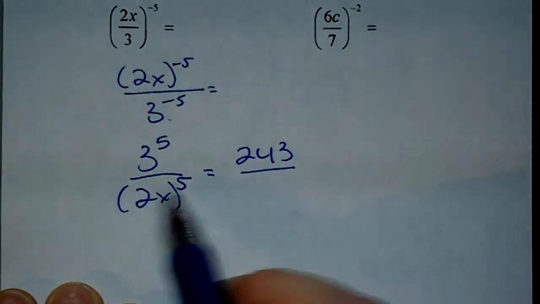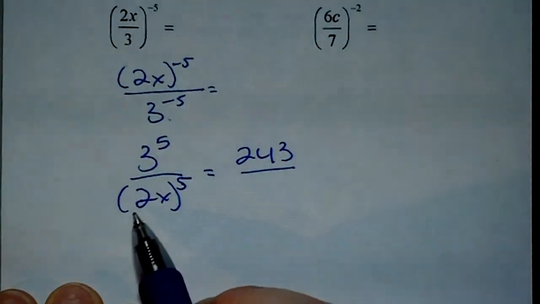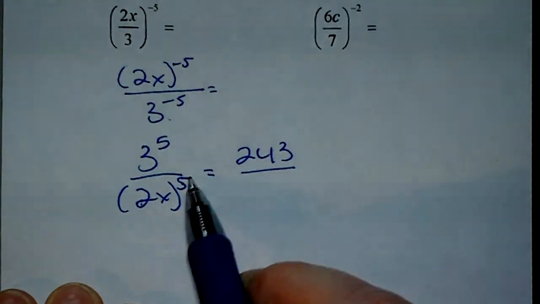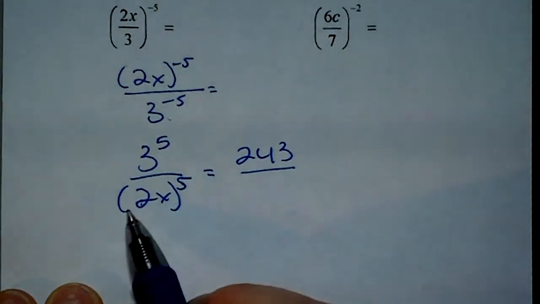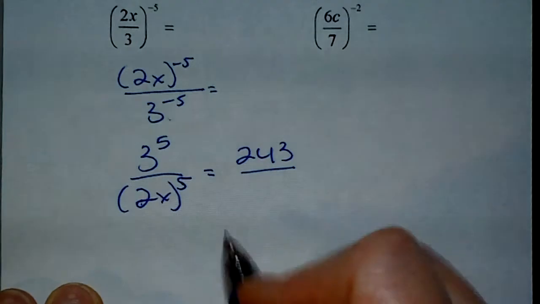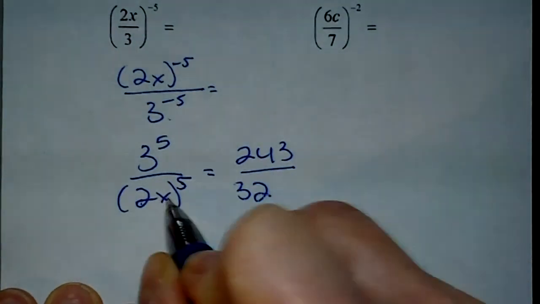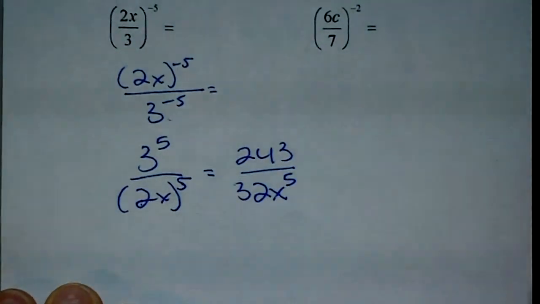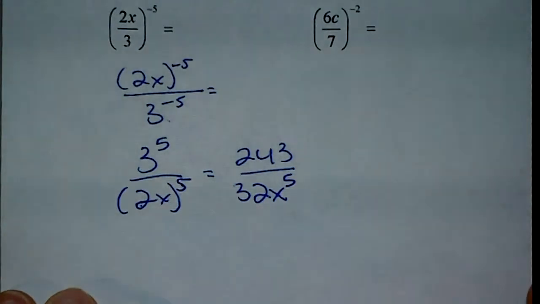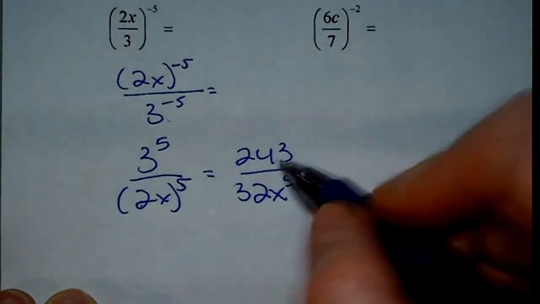And now I want to take 2 to the 5th power. Remember, this means 2 to the 5th power and x to the 5th power. Well, 2 to the 5th power is 32. And x to the 5th power is just x to the 5th power. There we have it.